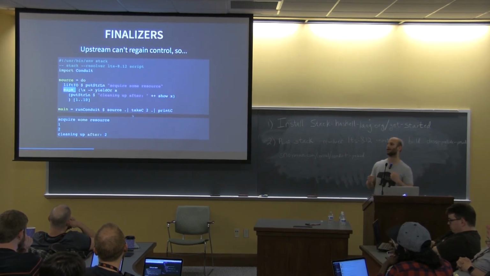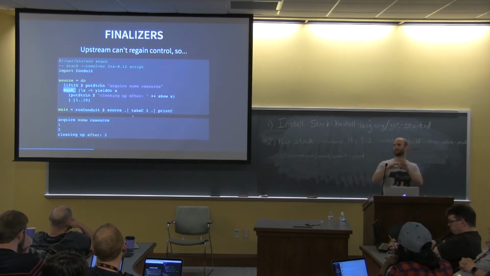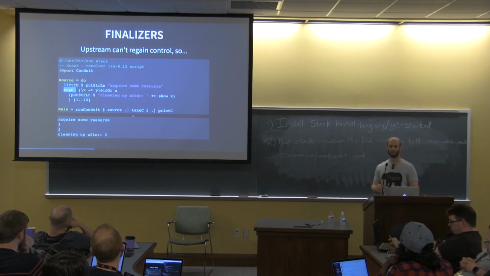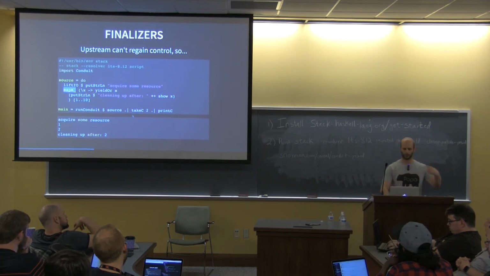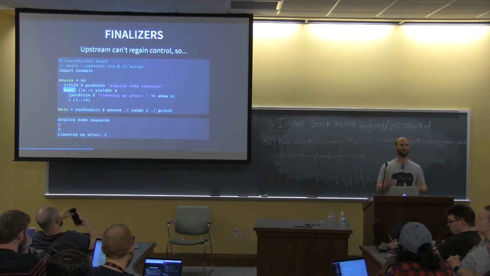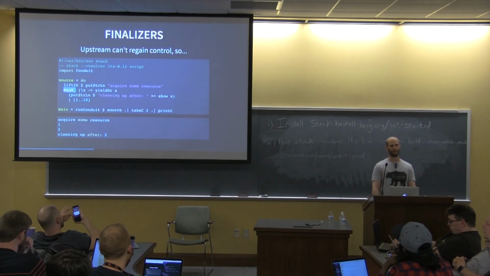Now print asks for another value. Take says, I'm not going to give you anything else. Even though there's more stuff upstream, that's the contract that take is giving you, so it doesn't run. If we didn't have this yield or, if it was just yield, control would never get passed back to source. It would have no way of saying anything at the end of execution.